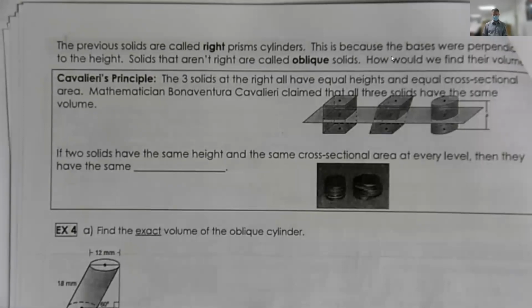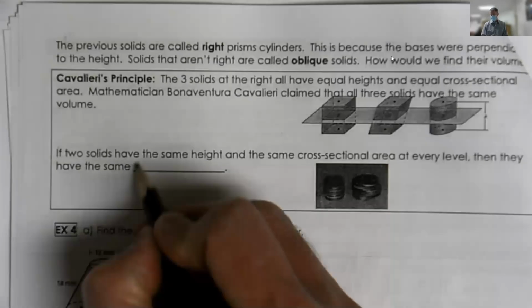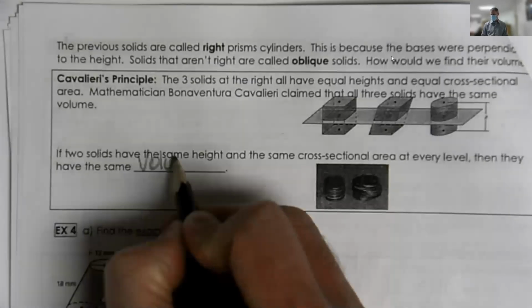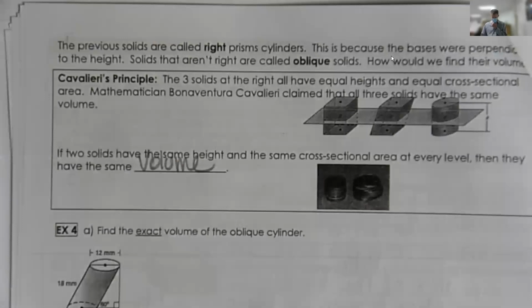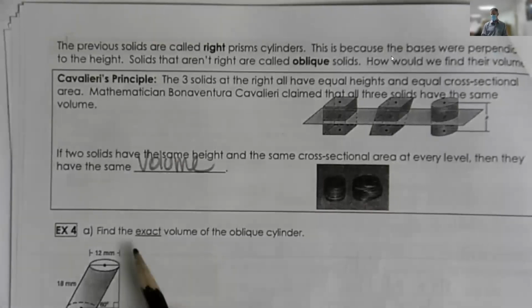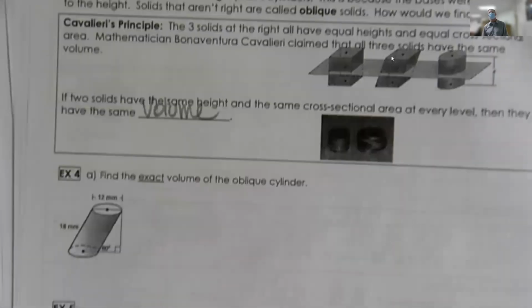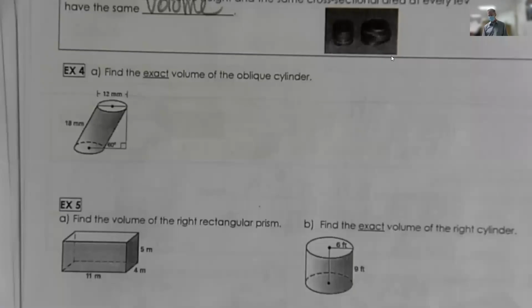So if two solids have the same height and the same cross-section area at every level, then they have the same volume. So what we're going to do, looking here, we're going to find the exact, and we know what that means now. Exact volume is going to have the pi in it. So find the exact volume of the oblique. That just means that it is slanted. The oblique cylinder.